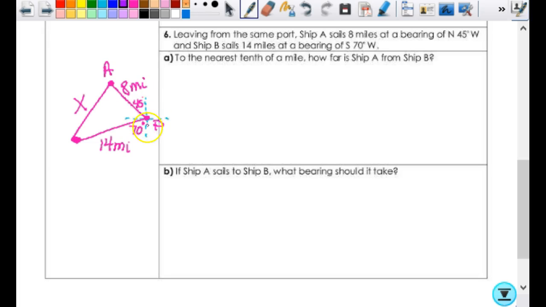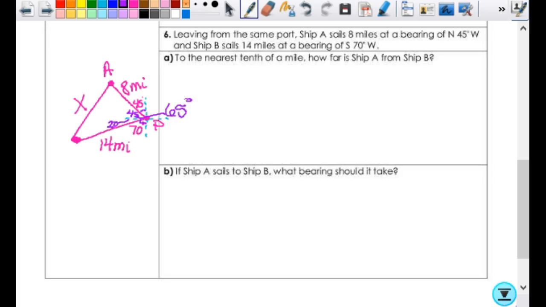But the reason that it's good to draw the north, south, east, west, which are little dotted lines, is because you have this right angle right here, right? If this is 70, then this piece right here is 20. If this is 45, then this piece right here is 45. So altogether, this angle is 65 degrees.